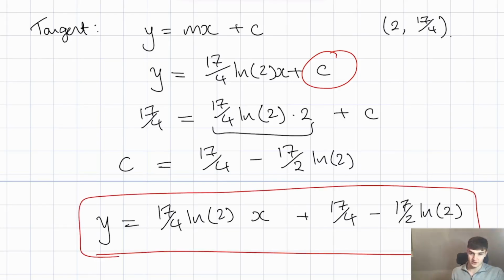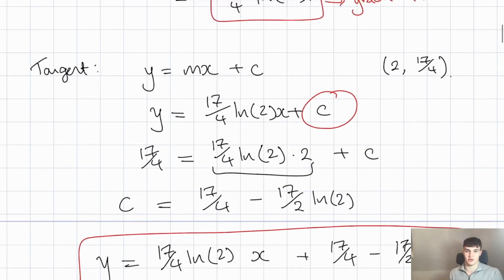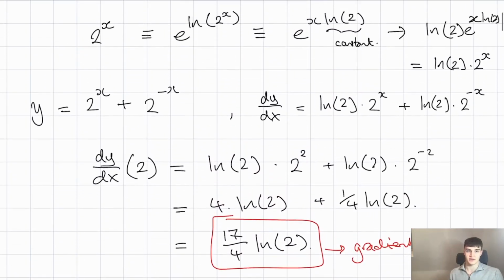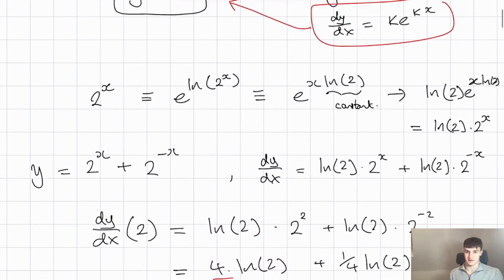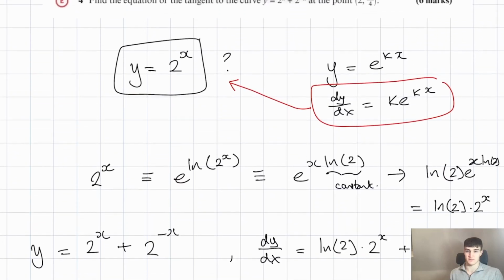So there we go, that's the equation of our tangent. This just relied on us knowing how to differentiate 2 to the power of x. And again, that just follows straight from how you differentiate e to the x.